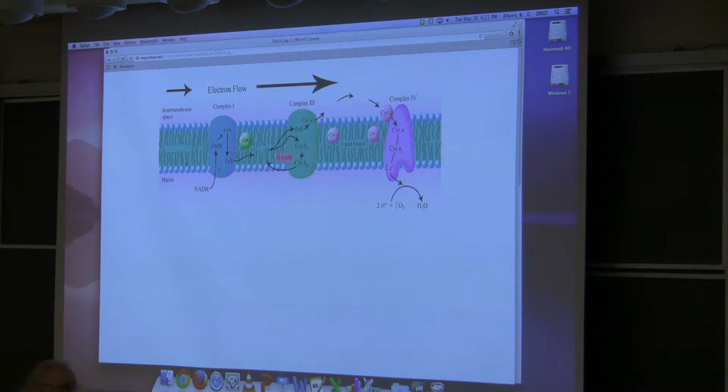Complex 4 is a little bit different than the others in that in addition to having iron, it also has an atom of copper in it. Copper also has 2 oxidative states, copper +1 and copper +2. And yes, those are involved in the transfer of electrons. Okay. Questions about that?